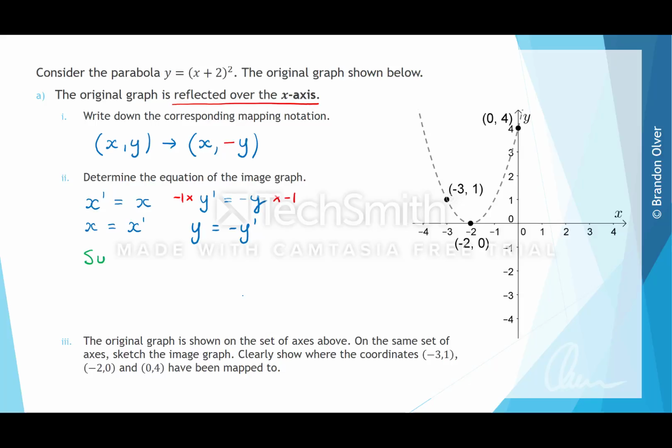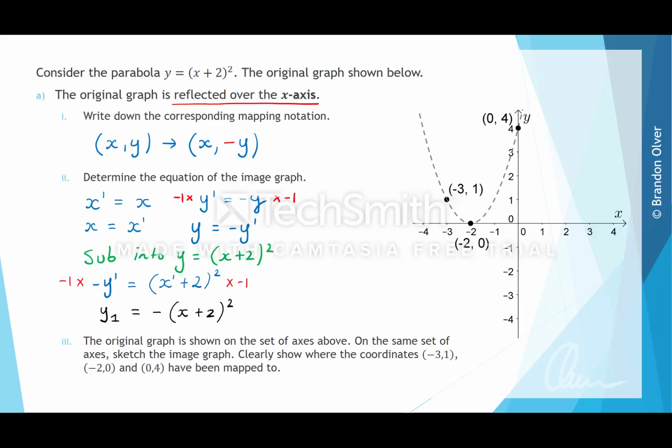We use this information to substitute into the original equation, which was y equals (x + 2) all squared. Wherever there's a y, I replace it with -y dash, and that equals, wherever there's an x, I put x dash, so it'll be (x dash + 2) all squared. By convention, we always write this as y equals, so to get y by itself, I'll multiply both sides of this equation by -1. We can say y1, which is the image graph, is equal to -(x + 2) all squared. At this stage, we can leave off our dashes because we have our new equation y1.